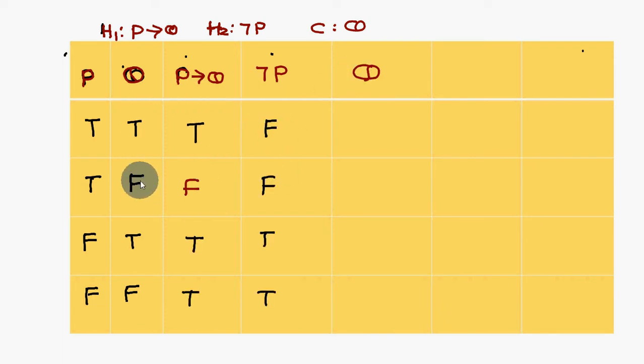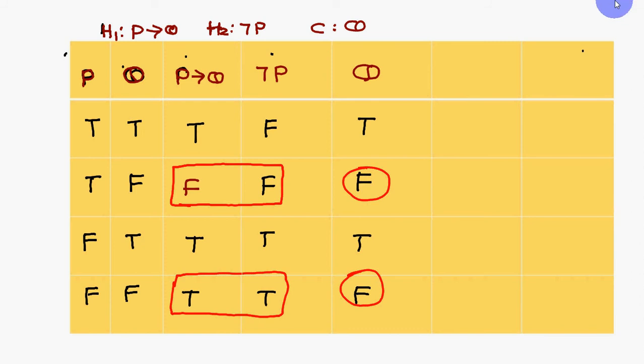Q means, as these values, you have to rewrite it here. Next, what you have to do? In the conclusion column, you have to circle the false values. So the corresponding statement premises values, you have to round it. At least one should be false. Here one should be false, therefore no problem.